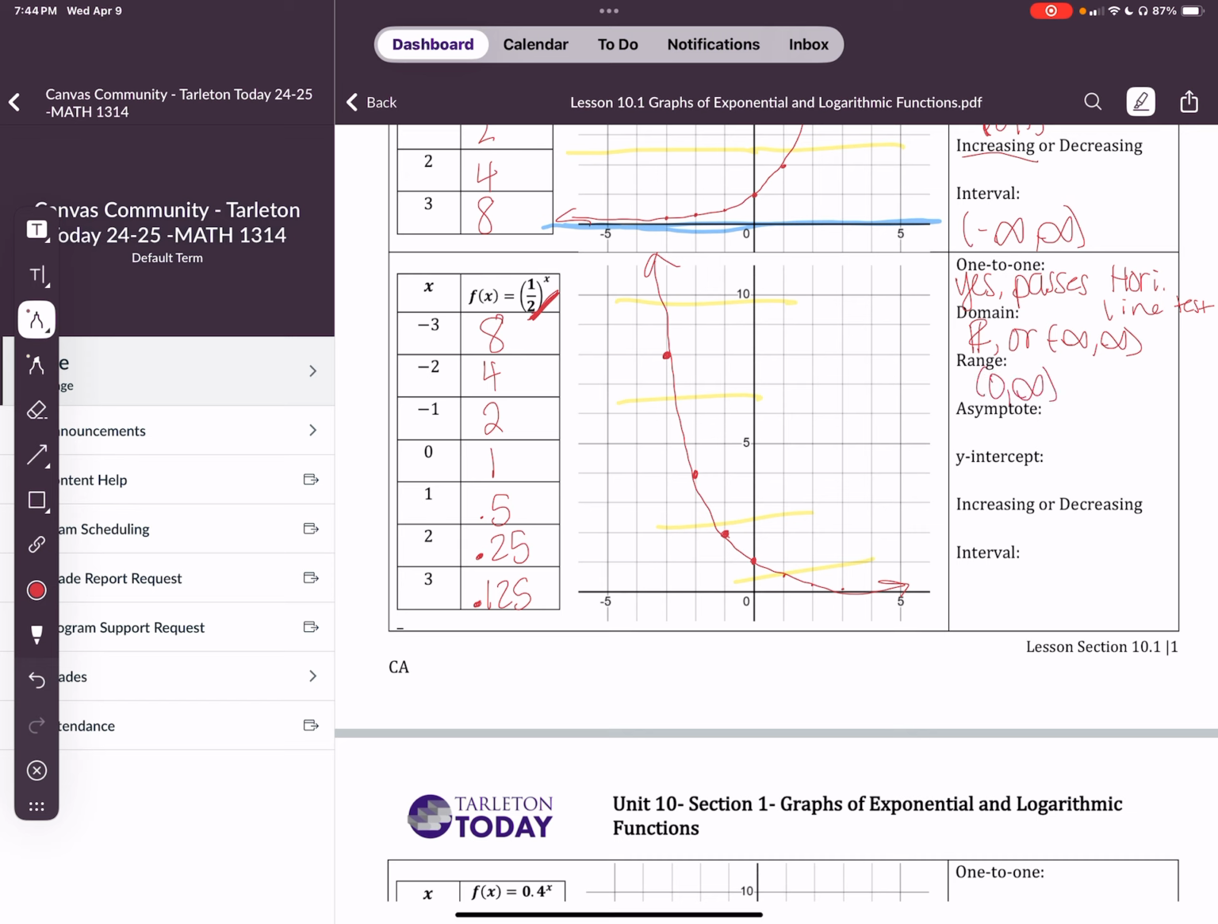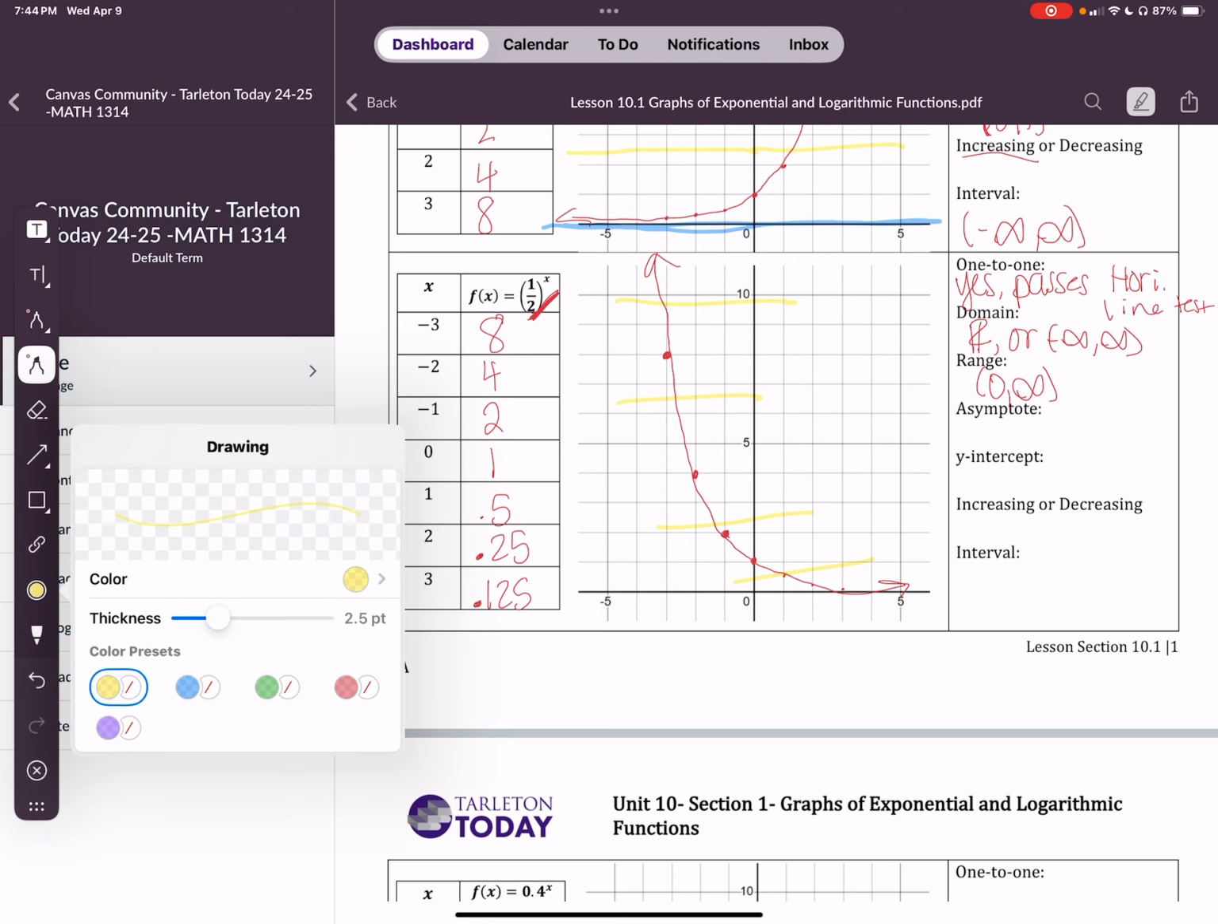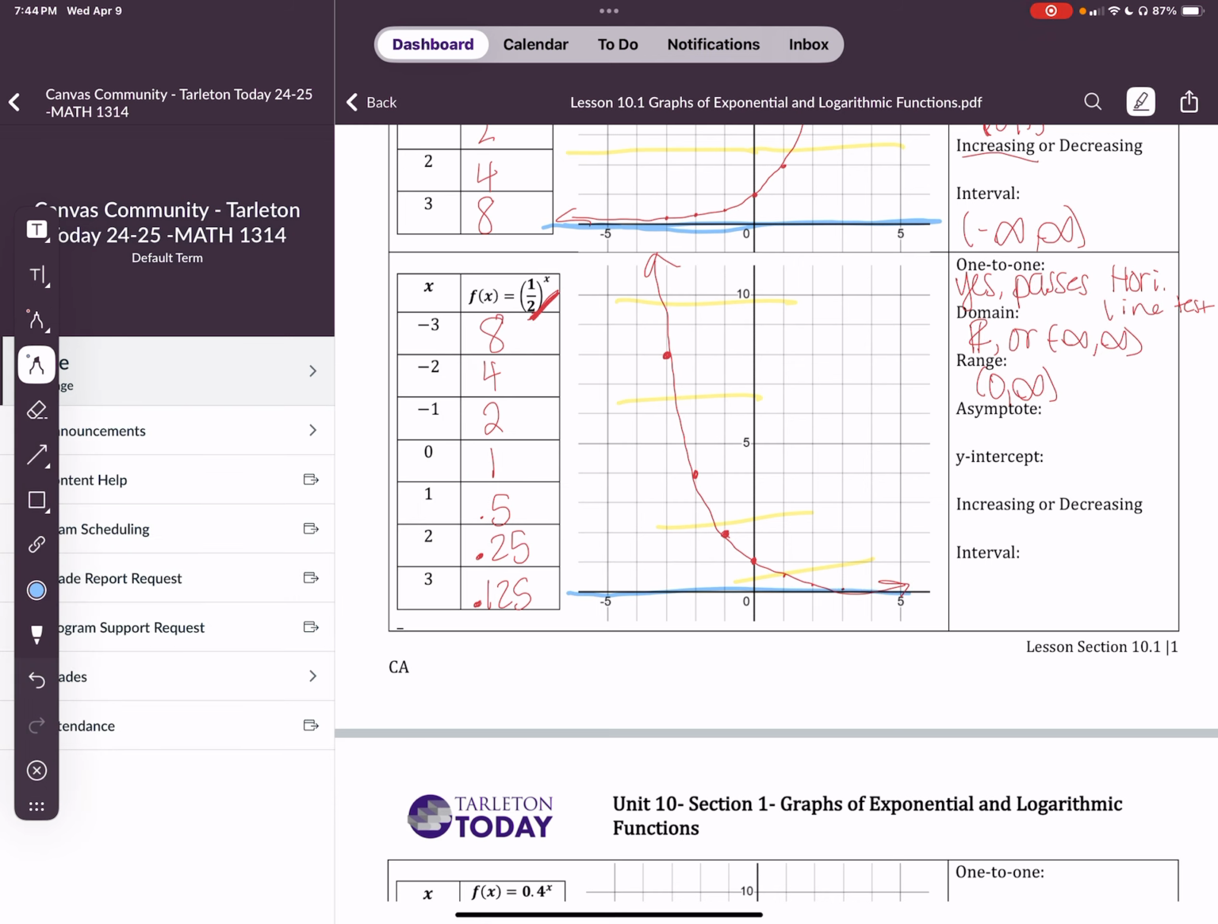Okay. Same way, this one does have a horizontal asymptote at the line y equals 0. So yes, as an asymptote, it's going to be a horizontal asymptote at y equals 0. And the y-intercept is also (0, 1). But the difference in this one is that as you look at it from left to right, it's actually decreasing, and it's decreasing on the interval negative infinity to positive infinity. Okay?